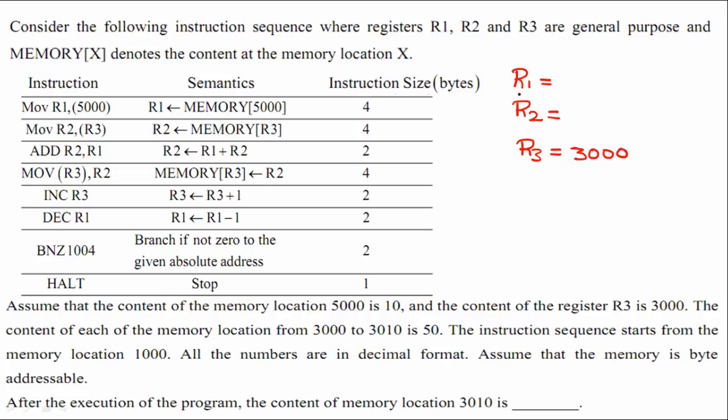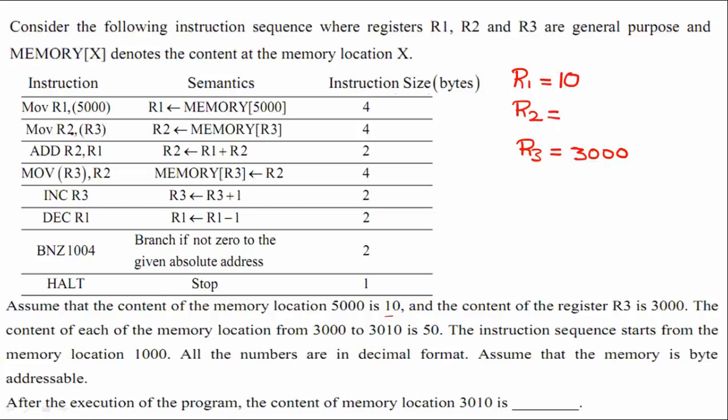Now, in order to understand how these are initialized, let us start with the execution of the program. In the very first instruction, R1 is being initialized. How? The value at the memory location 5000 is getting transferred to R1. So R1 will be initialized by the value which is available at the memory location 5000. First of all, you need to find out what is the value at the memory location 5000. The value at the memory location 5000 is 10. So right after the execution of the first instruction, R1 will become 10.